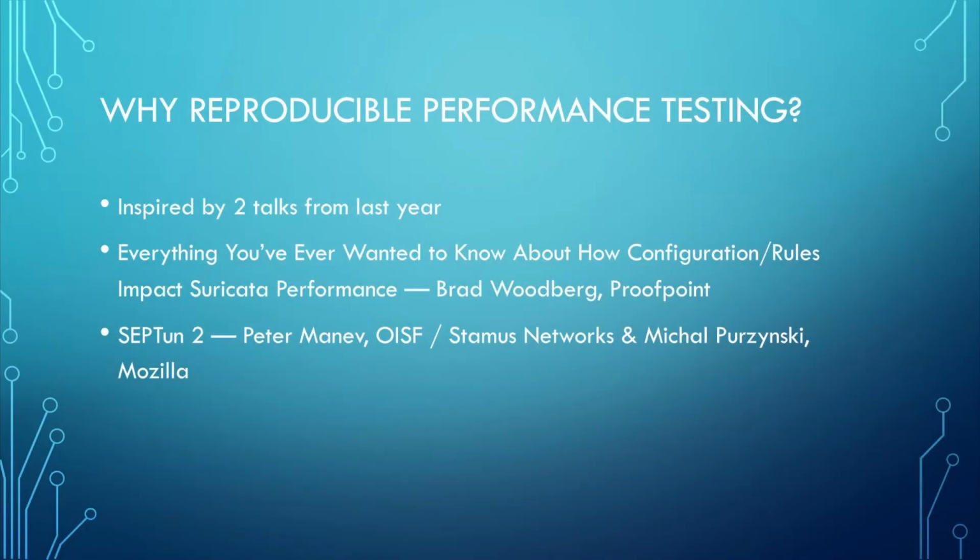This talk was actually inspired by 2 different talks last year. The first one was "Everything you ever wanted to know about how configuration and rules impact Suricata performance" by Brad from Proofpoint. In that talk, he had about a 1 gigabit Ixia traffic generator and set up the same traffic over and over again, and then slightly tweaked a lot of different Suricata features to see what the changes would do, like how each thing impacts Suricata.